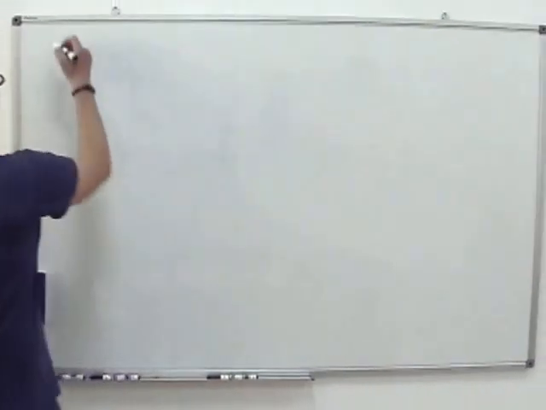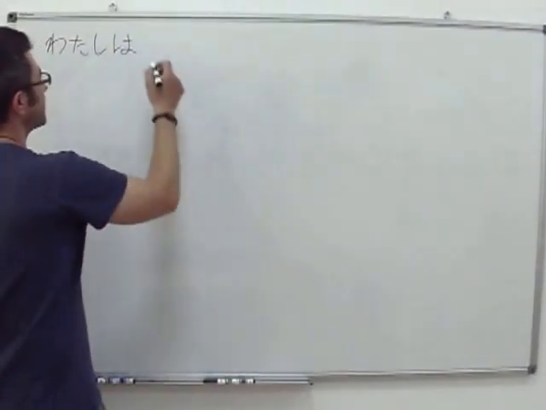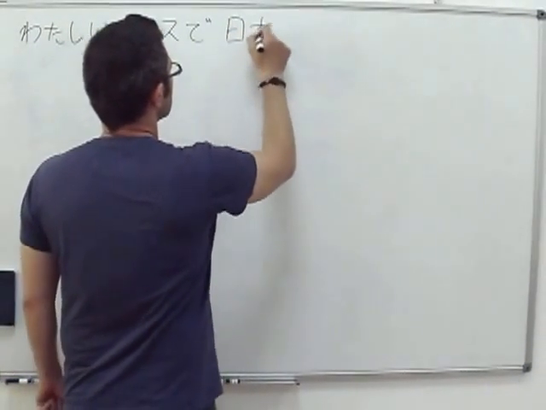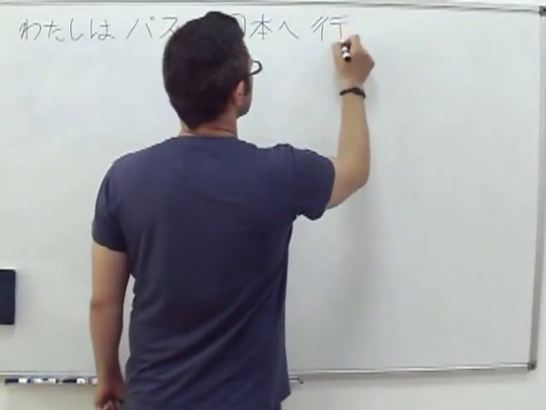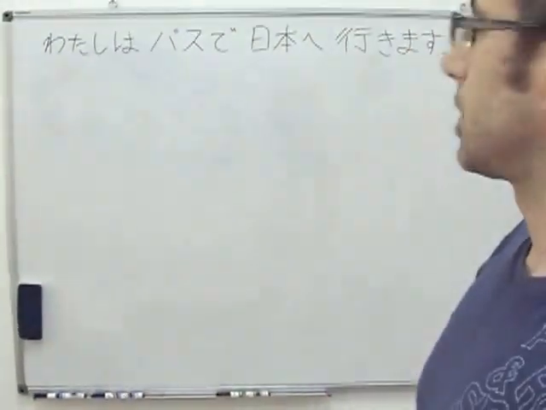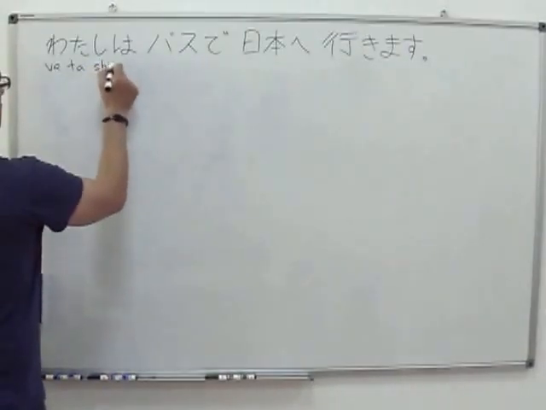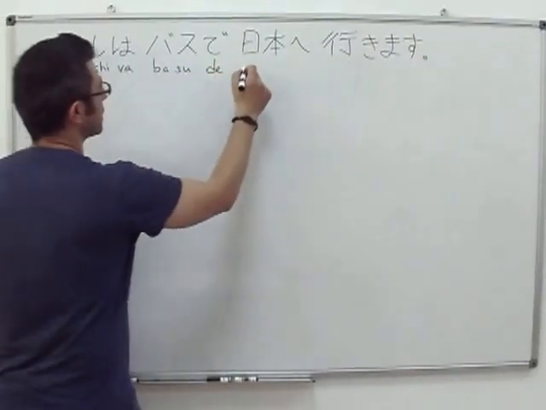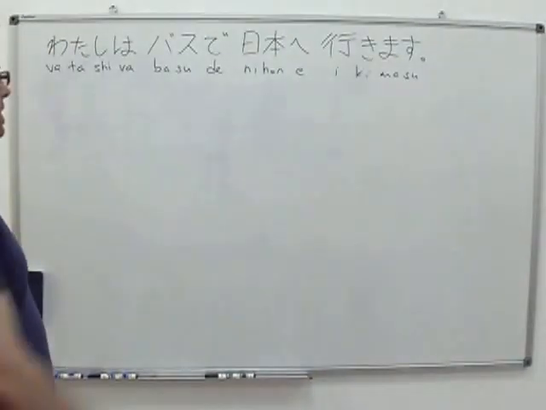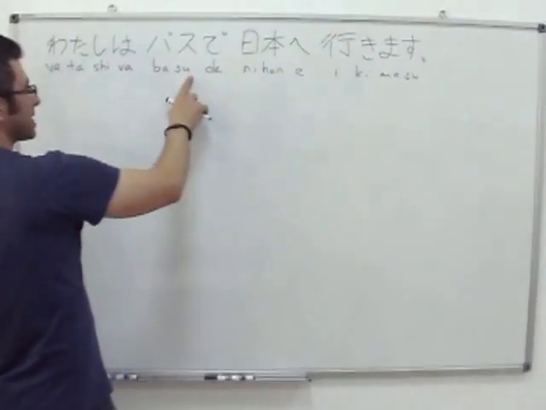For example, watashi wa, I am, basu de, by bus, Nihon e, ikimasu. When I say it again, watashi wa basu de Nihon e ikimasu. I am going, or I will go, or I'm gonna go by bus to Japan.